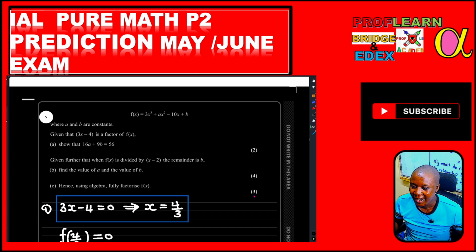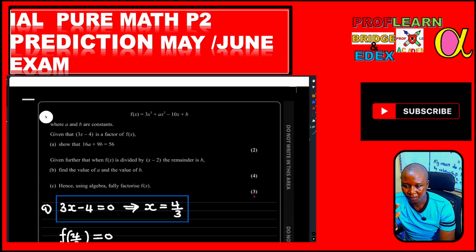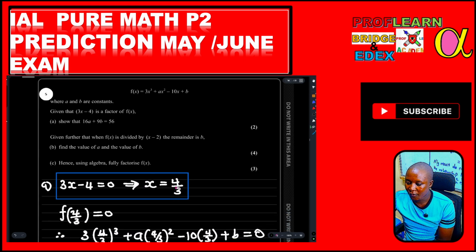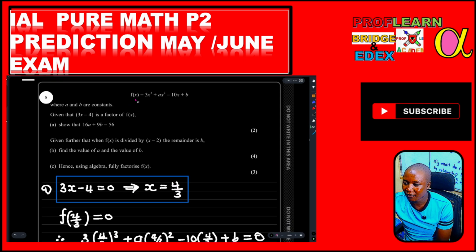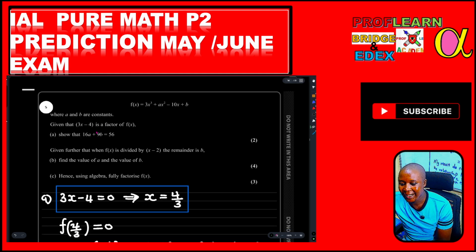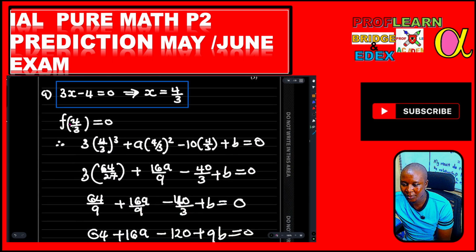Now, the other concept that is going to be very key and going to be tested is the remainder theorem and factor theorem. Remember, if you are told that this is a factor, it means if you take this term and equate it to 0, then make x the subject, you will have 4/3. So if you substitute 4/3 at any point you have x in this function, since it's a factor, the answer must be 0. So that's why I'm saying f of 4/3 should be 0.